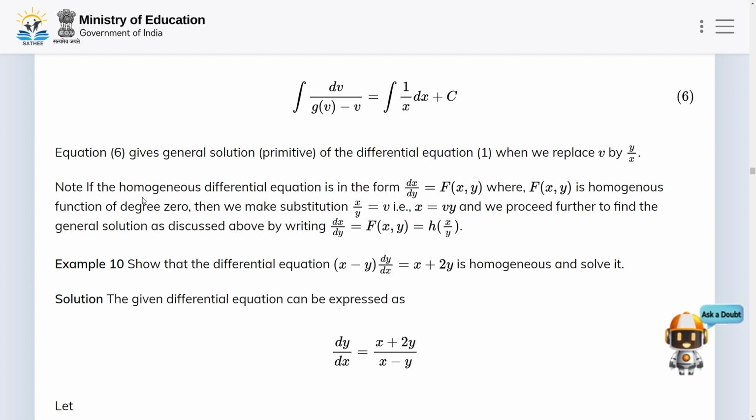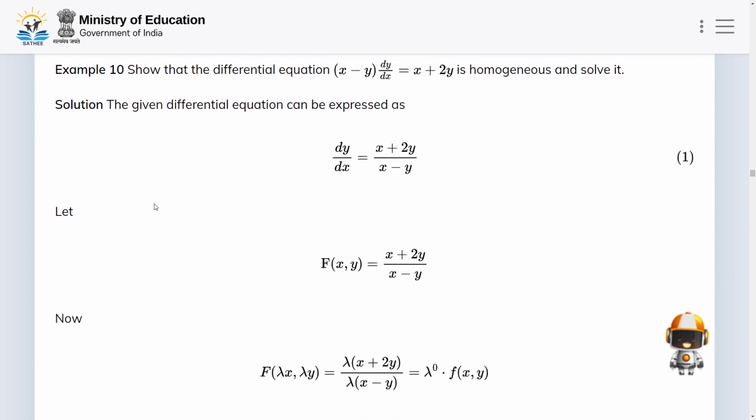So note, if the homogeneous differential equation is in the form dx by dy, then your f(x, y) is a homogeneous function of degree 0. Then we make the substitution x by y is equal to v. This means x is equal to v y. Then we proceed further to find the general solution as we discussed above. That's it.